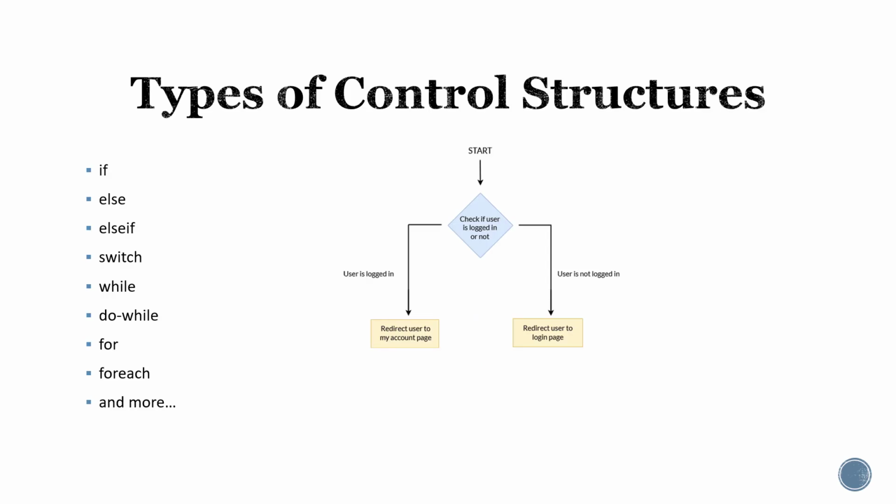Some different types of control structures that we have are the if statement, else if, and the switch statement, which can be substituted if you have too many else ifs. We have a while, do while, for and foreach loop, and several more. And here we can see another example. We can check to see if a user is logged in or not. If the user is logged in, we can redirect them to their account page. And if the user is not logged in, we can redirect them to the login page.